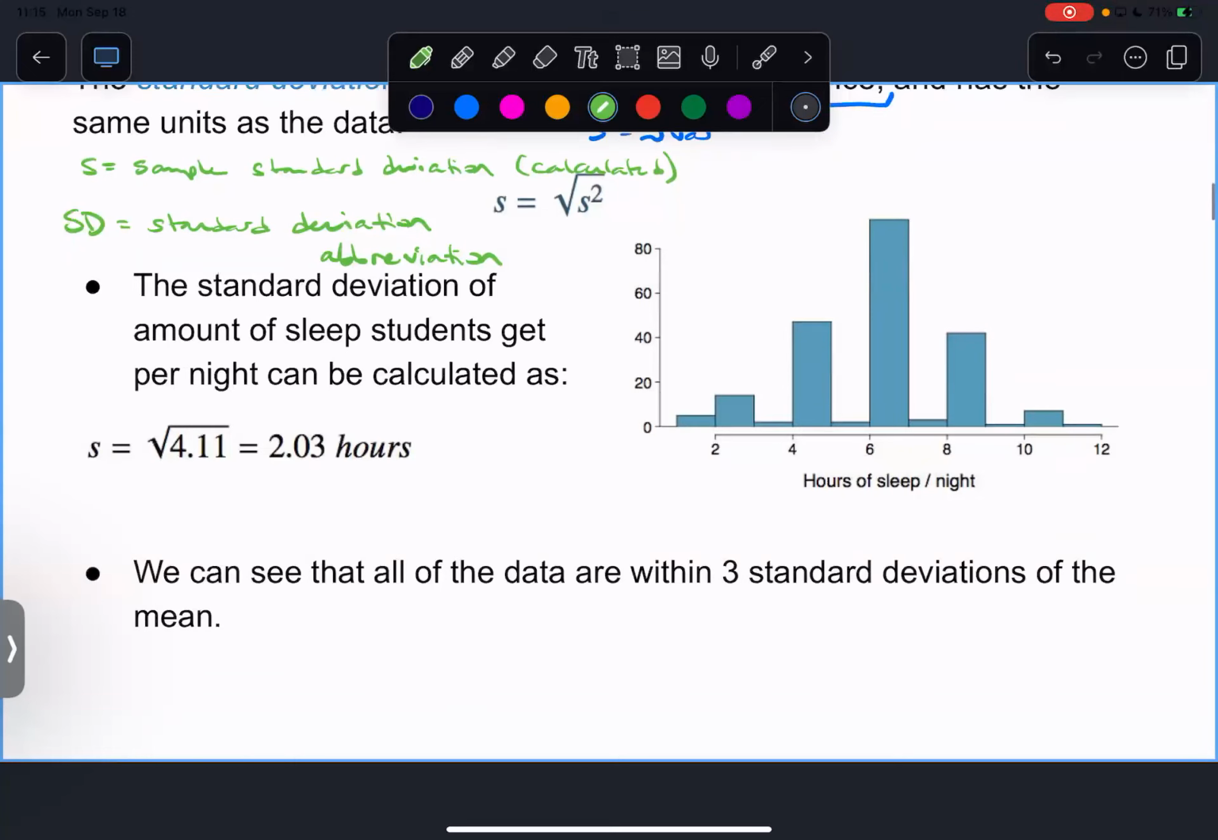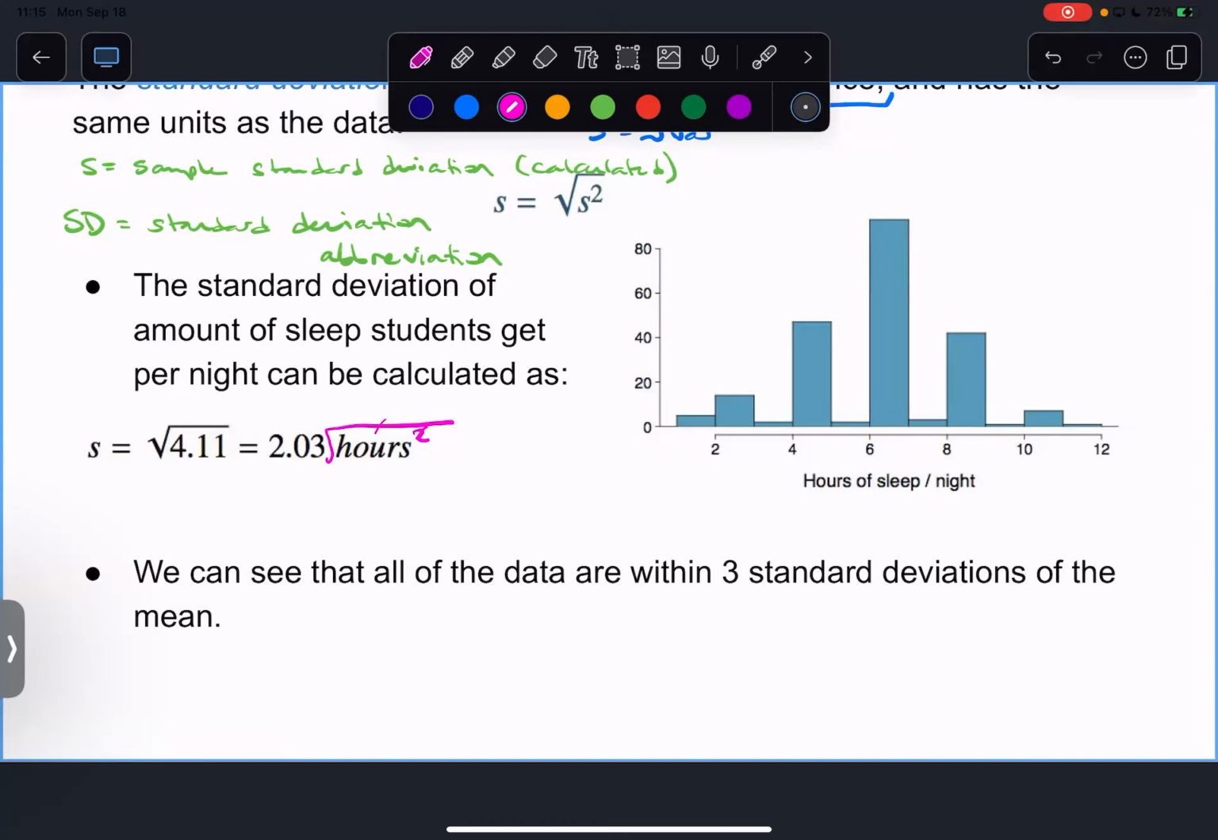Okay, let's see here. So if we take the square root of 4.11, now notice here, right? It's also the square root of the hours squared. Right, we take the square root of the units as well. And so that's why we're back to just plain hours. And that's nice to talk about, right? Centered on 6.71 hours of sleep with a spread of 2.03 hours.